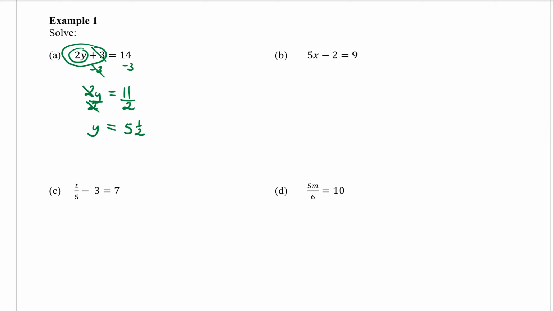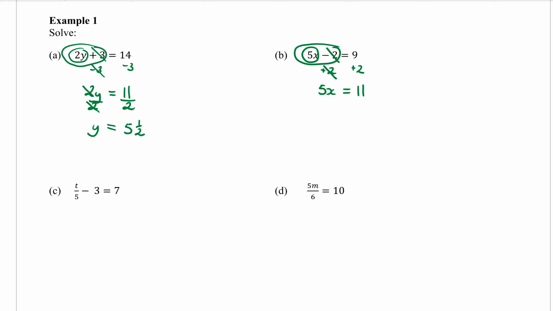Part B. Again, the 5x are together and the minus 2 is the outer layer. So the opposite of minus 2 is plus 2. Make sure that you're setting these out just like mine, showing all the working out. You don't need to do the circles if you don't need to, but the other parts you need to show. 5x is by itself. 9 plus 2 is 11.